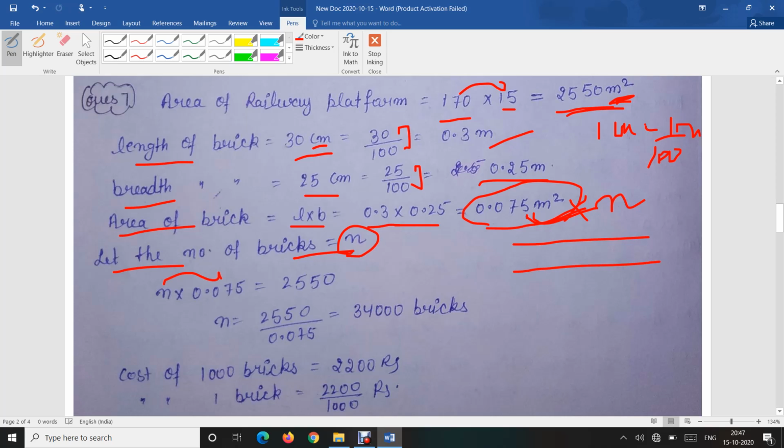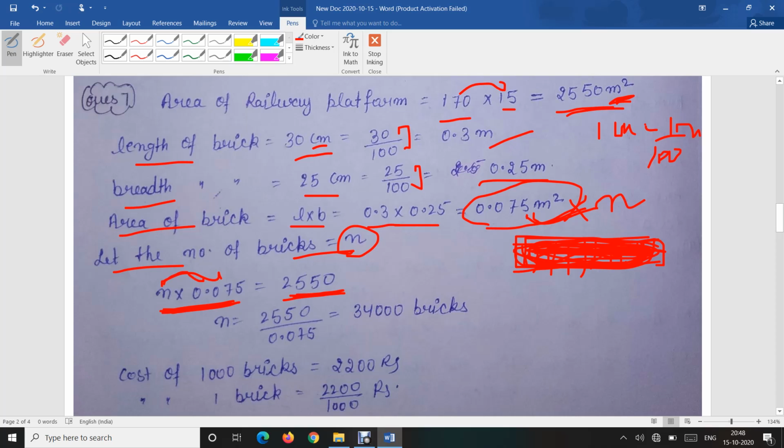Now suppose this is a platform and these are the bricks. The total area of these bricks is covering the total area of the platform. That means we can say that the total area of the total number of bricks is equal to the area of the platform. So the total area of the bricks is equal to the total area of the platform.